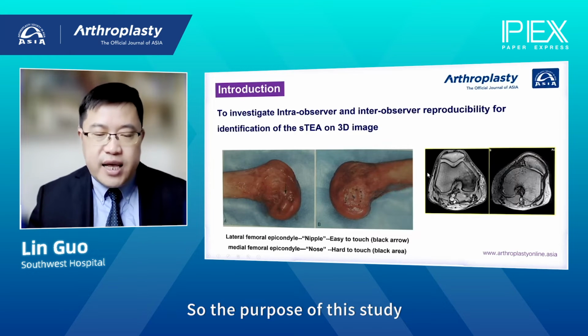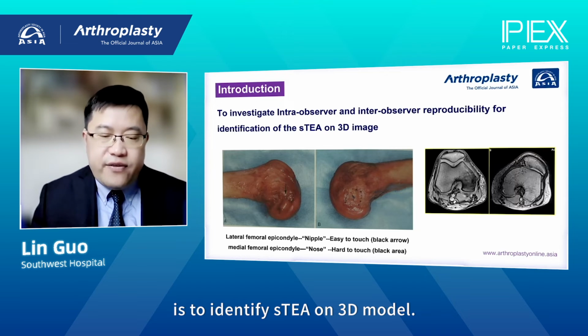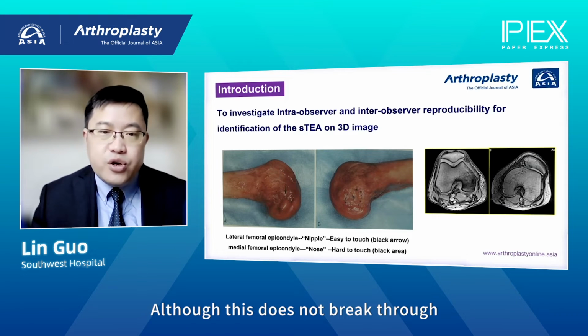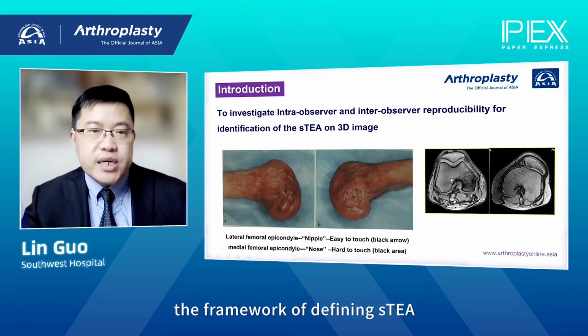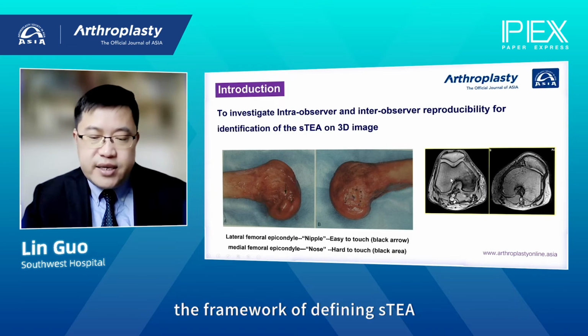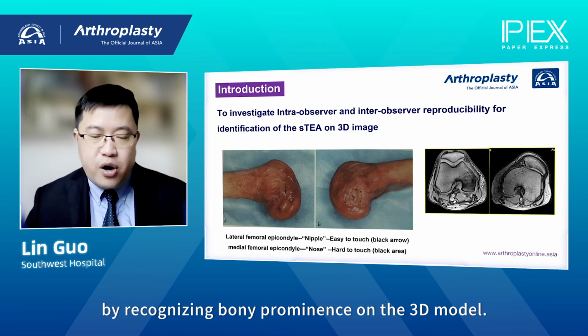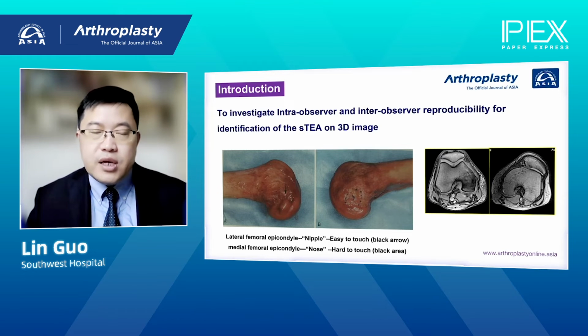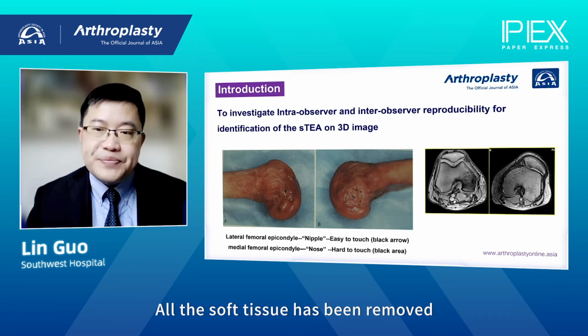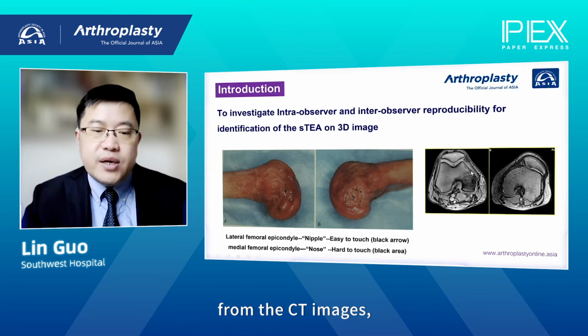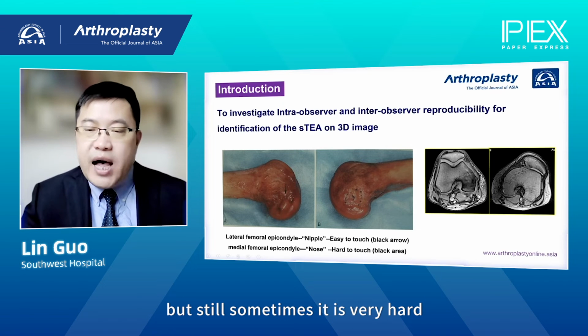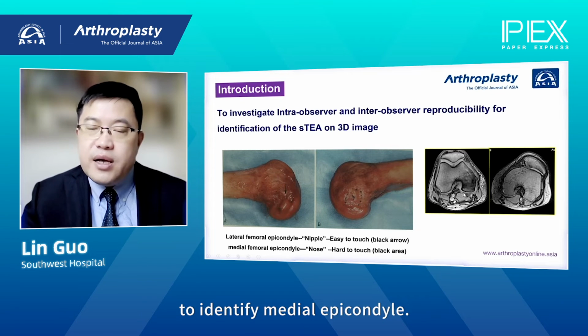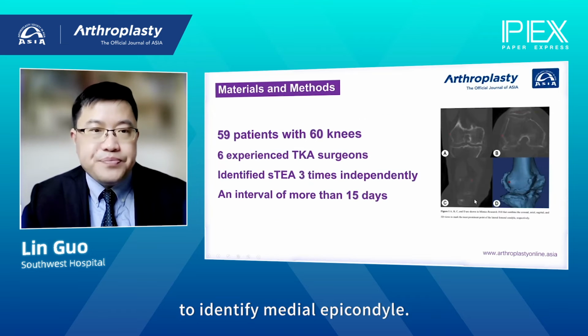So the purpose of this study is to identify the STEA on a 3D model. Although this does not break through the framework of defining the STEA by recognizing bony prominence on the 3D model. Although soft tissue has been removed from the CT images, sometimes it's still very hard to identify the medial epicondyle.